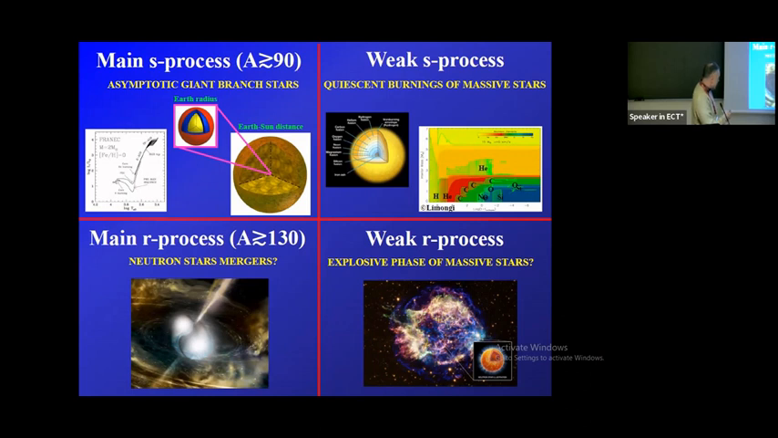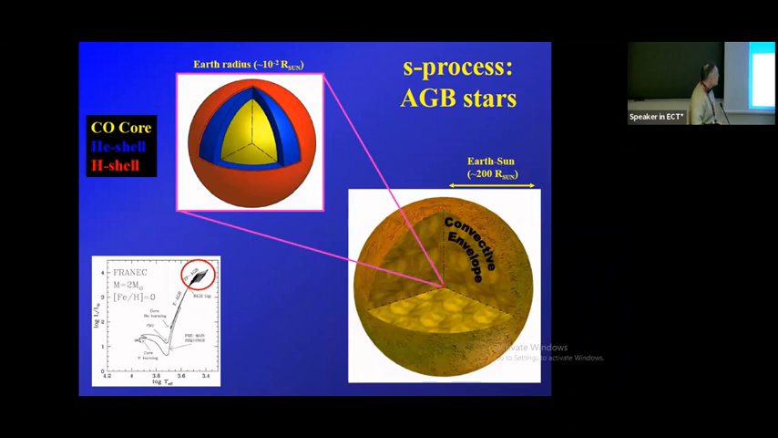In my presentation, I will basically concentrate on these two processes. And for this reason, I just introduce what is an AGB star. The asymptotic giant branch phase is attained by low and intermediate mass stars after the two main burning phases, that is the core hydrogen burning and the core helium burning.